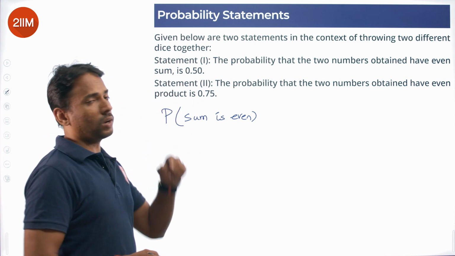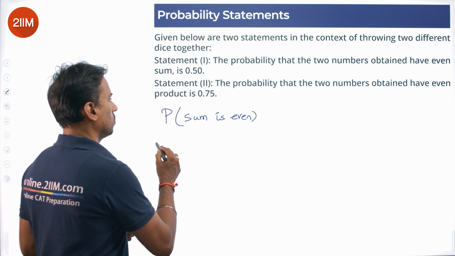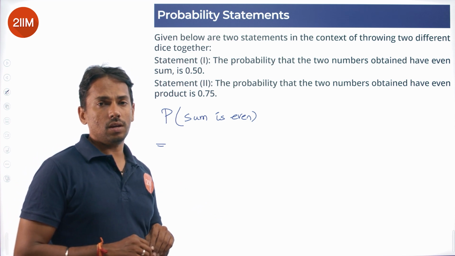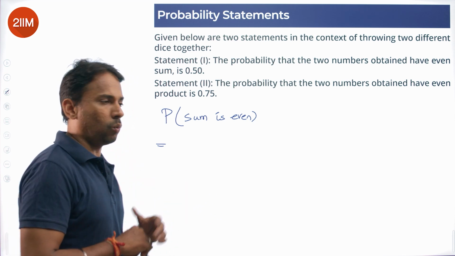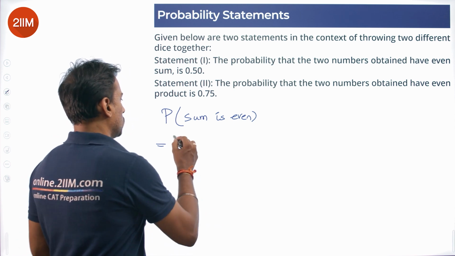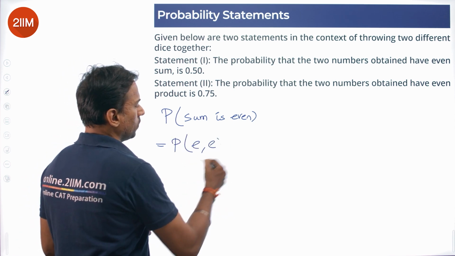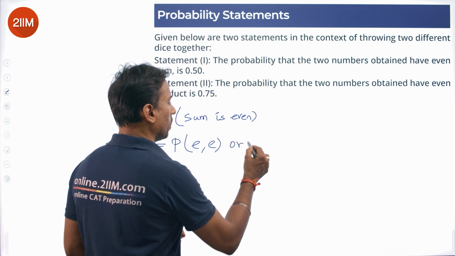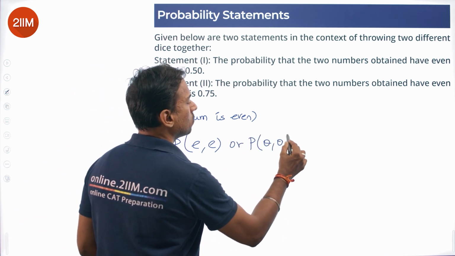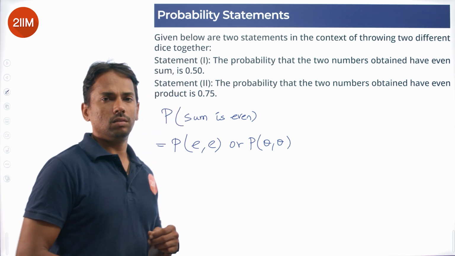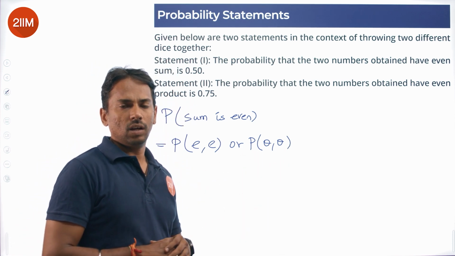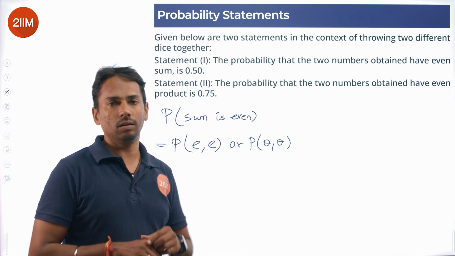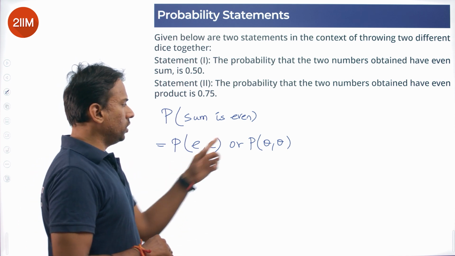This is given to be 0.5, we'll check whether it is true or false. So when we roll 2 dice, the sum should be even. When is that possible? Under what cases will it be possible? Either both of them should be even, so even plus even, the sum will be even. Or I can have odd plus odd. So 2 odds, then also the sum will be even. You can't have one odd, one even. That will make the sum an odd number. That can't be taken. So only these 2 cases.